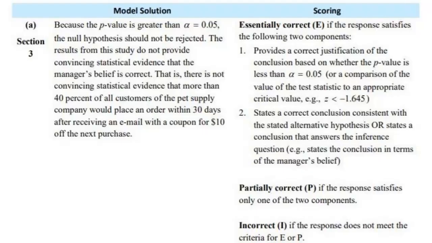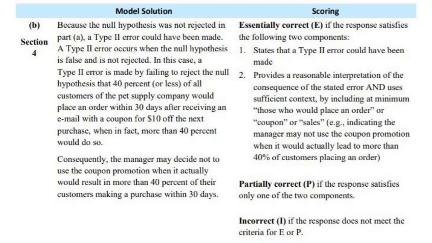Because the p-value is greater than 0.05, the null hypothesis should not be rejected. And then because failure to reject the null hypothesis was decided in part A, it could have been a type 2 error. Tomorrow we'll talk about 2 sample hypothesis tests, and we will talk about the stuff that we did in chapter 12 to round off our review.